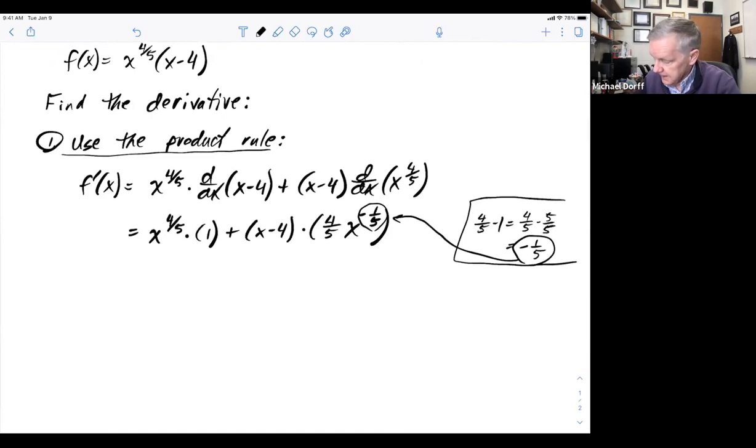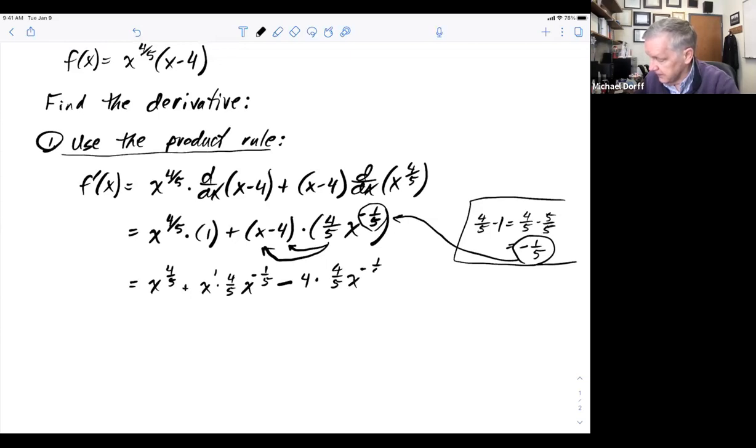Okay, now we're going to simplify this a little bit, combine terms. So I get x to the 4/5. Now I'm going to distribute this 4/5 x to the negative 1/5 to the two terms inside the parentheses. So first I'm going to get x to the first times 4/5 x to the negative 1/5, and then I have minus 4 times 4/5 x to the negative 1/5.